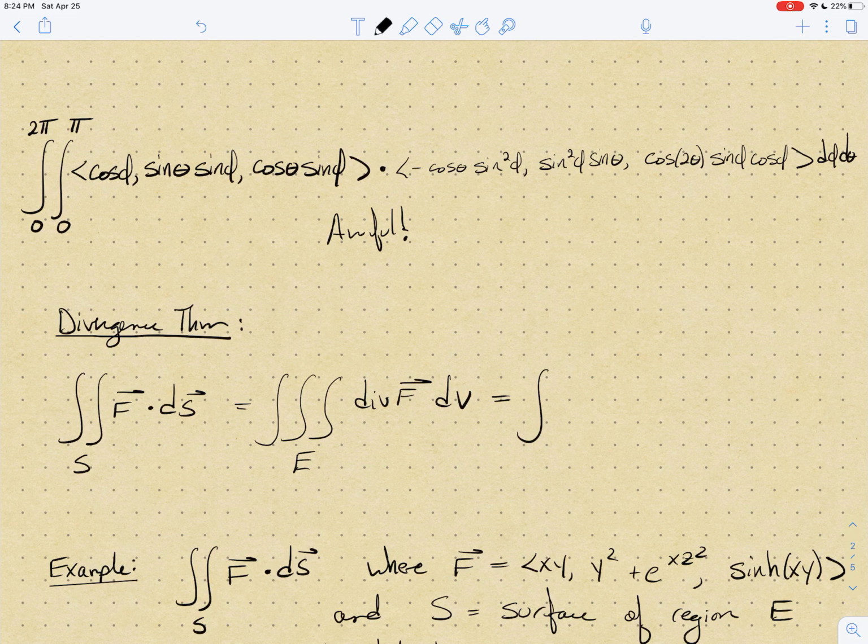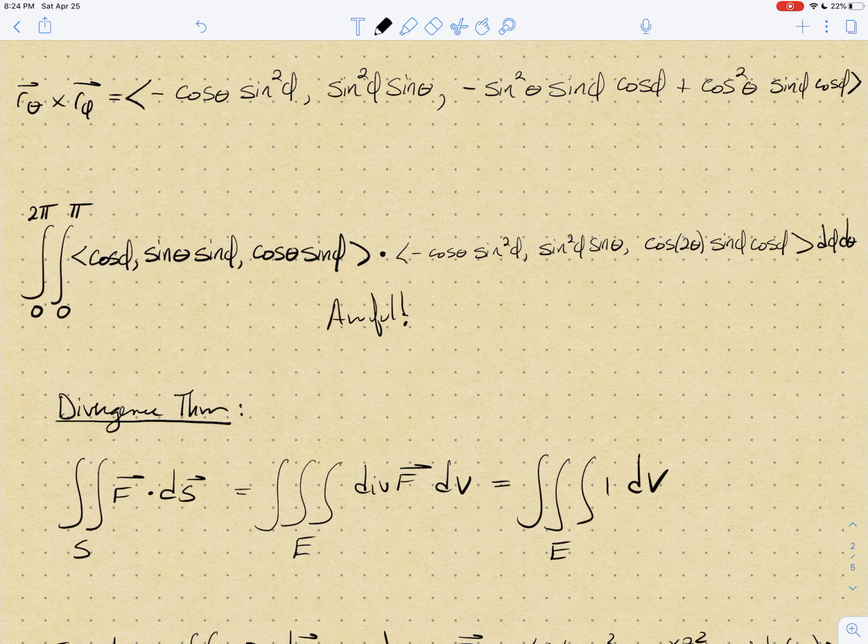And so I get the triple integral over the solid E of 1 dV. Wait a minute. We know that when you have a triple integral of 1, you're just computing the volume of E. So I'll squeeze this in. I'm going to run out of room if we're not careful here. This is equal to the volume of E. And wait a minute. This is a sphere of radius 1, and we know the volume of a sphere is 4 pi r cubed over 3. So this is just 4 pi thirds, and I'm done.